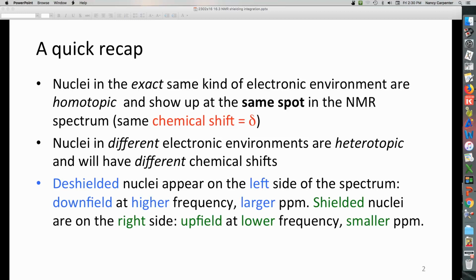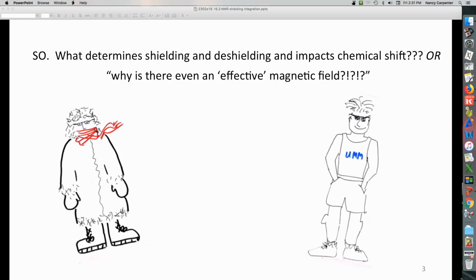We wrap this all together by saying that deshielded nuclei, up here to the left side of the NMR spectrum, that's downfield. That corresponds to absorbance at a higher frequency. Those nuclei feel a bigger magnetic field and therefore a bigger energy gap. That means they show up at a larger part per million, a larger chemical shift. Whereas shielded nuclei are upfield on the right side of the spectrum. That's lower frequency, a smaller energy gap, smaller chemical shift. And that is the last mini lecture in a nutshell.